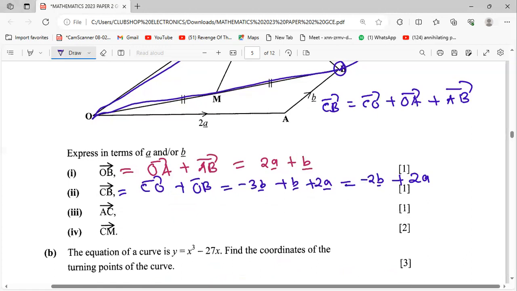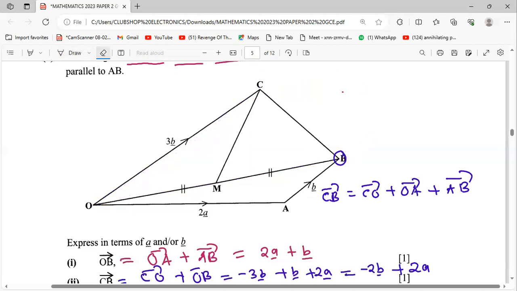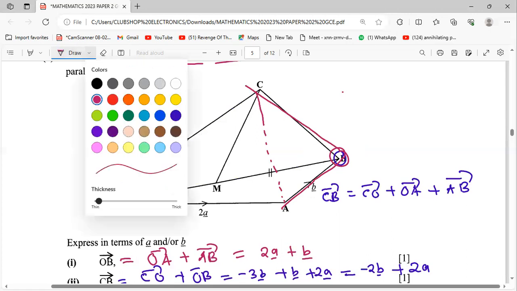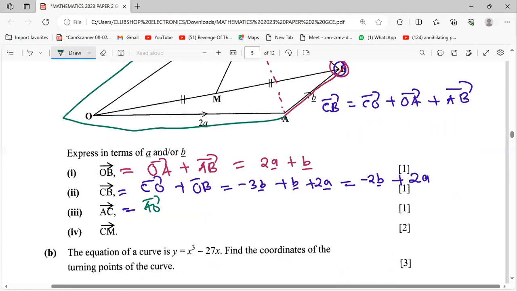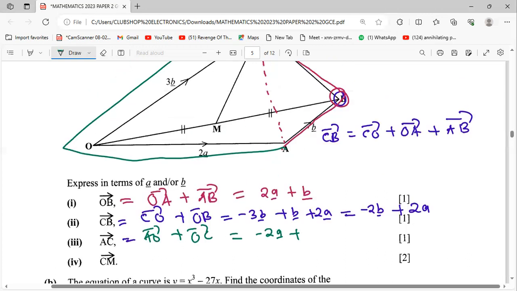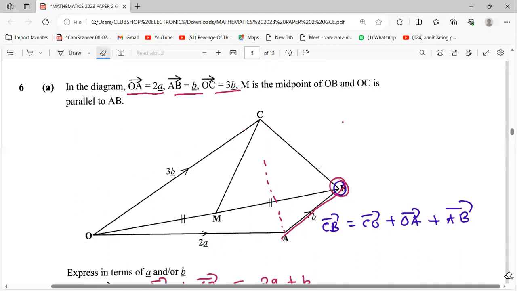The next one is AC. So where is AC? Suppose we want to move from A to C. You can move from A to B, then B to C, or you can move from A to O to C. So say AO plus OC. What is our AO? AO, we are going against the direction, so it will be negative 2A plus OC. OC is 3B. That's it, and you are good to go. As simple as all that.